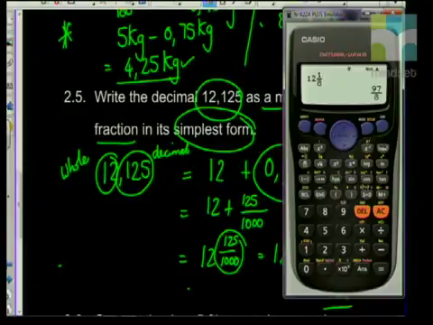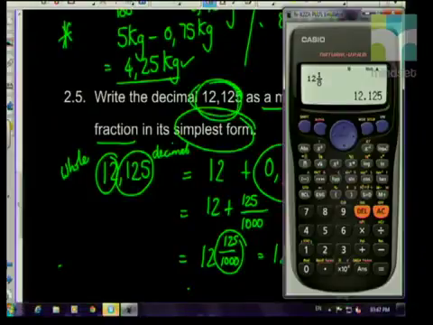And if I push equals and then the S to D button, it will give me that answer that I've got, the 12,125. And that's what I had to start with. So now I know that my answer is correct.